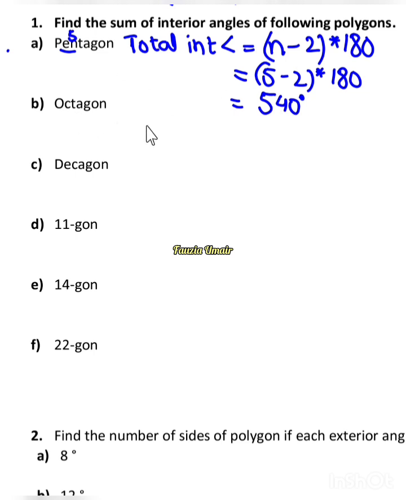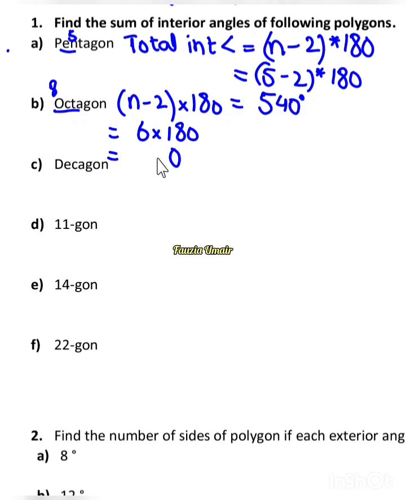Moving on to the second question. It's an octagon. We know that octa is for 8. So the total interior angle would be (n minus 2) into 180 degrees. This is the formula, so n is 8. So 8 minus 2 would be 6, into 180 degrees. If we multiply it, 6 8s are 48, 4 carry, and 1080 degrees. So if it's an octagon, the total interior angle is 1080.